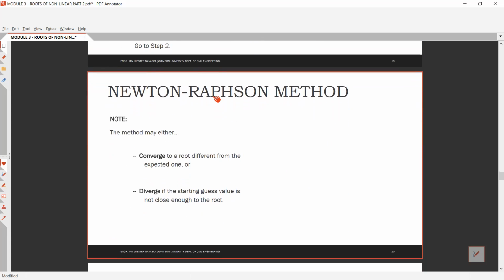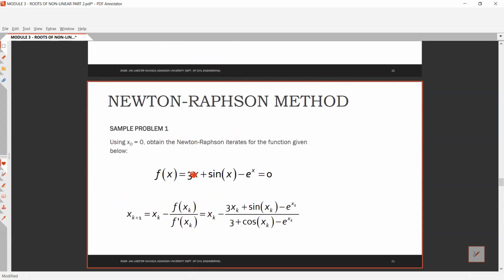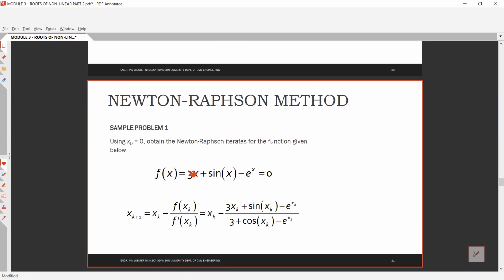So I note this method may either converge to a root or diverge if the starting guess is not close enough to the root. Okay, so kapag magko-converge daw siya sa root, or pwede siyang mag-diverge kapag sobrang layo ng initial guess mo sa root, hindi siya pupunta doon. Okay, yung value mo. So let's try an example problem.